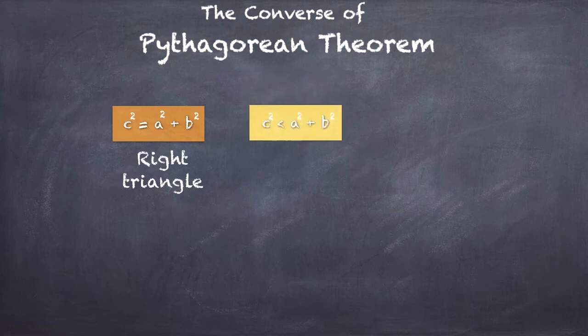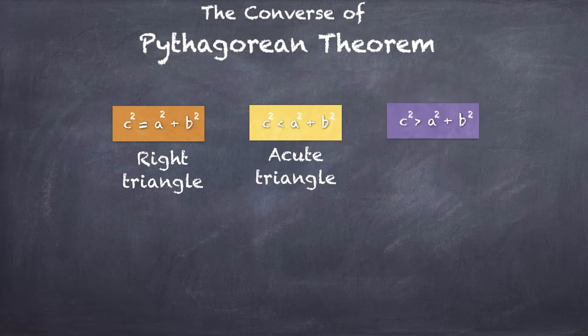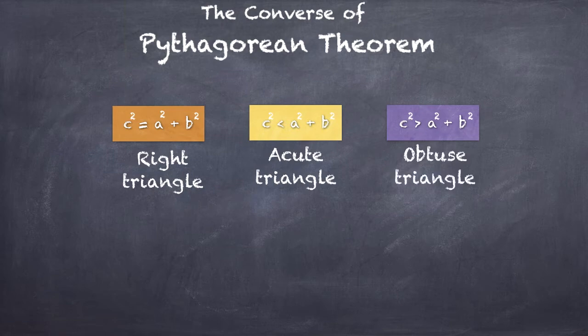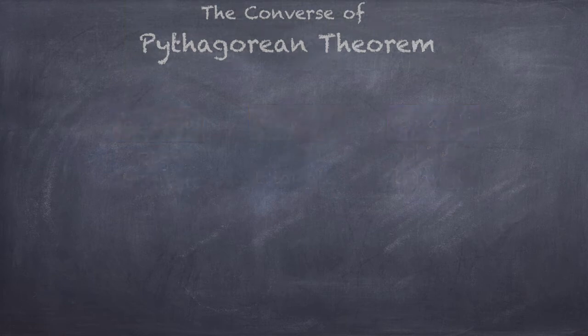Next, there is C squared is less than A squared plus B squared. And if this is the case, then the triangle we are dealing with is an acute triangle. The reason this is the case is that if C squared is indeed less than A squared plus B squared, then the angle of C is less than 90 degrees, which would make it an acute triangle. The final equation of the converse of the Pythagorean theorem is C squared is greater than A squared plus B squared, which would mean it is an obtuse triangle. And this is because the angle of C would have to be greater than 90 degrees.